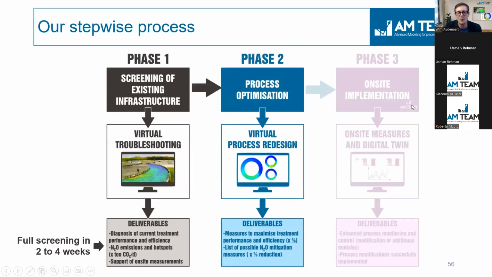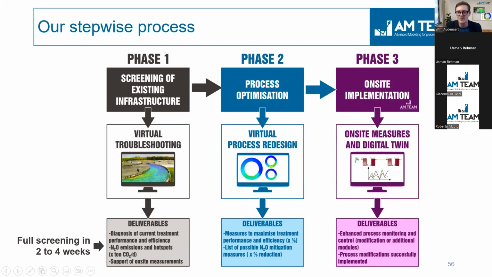Phase 2, typically we do virtual process redesign. So we literally test mitigation strategies. For example, what if you would lower your aeration, or can we further refine it? Winter versus summer, should we do things differently? Things like that. And in a final stage, we go for the on-site implementation using models or using measures on-site to really mitigate without compromising effluent quality.